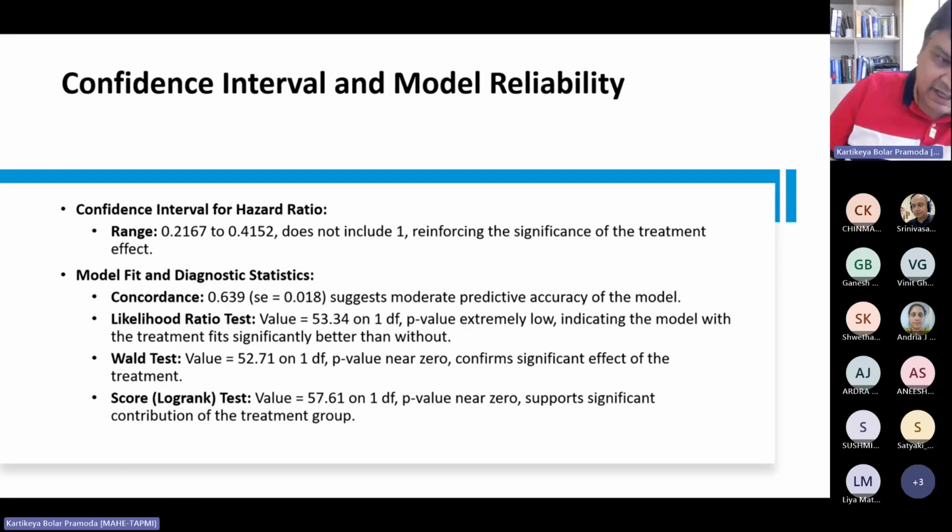And these are some of the tests, again confirming the same idea: the likelihood ratio test, Wald test, and score log rank test. They are all different diagnostic statistics to suggest how good your model is. More often you can just look at one of the tests, and that should be good enough. The confidence interval will also tell you about the hazard ratio: if it doesn't include one, it means that particular variable is significant.